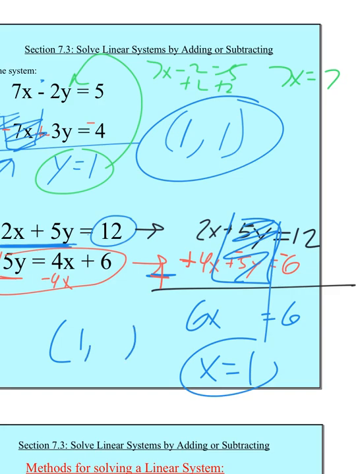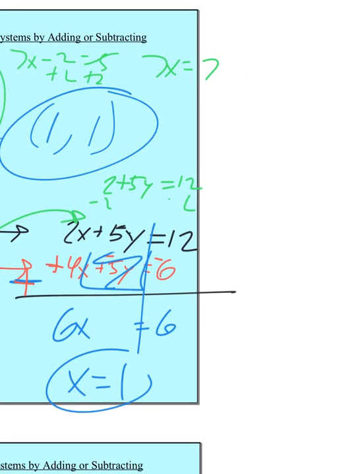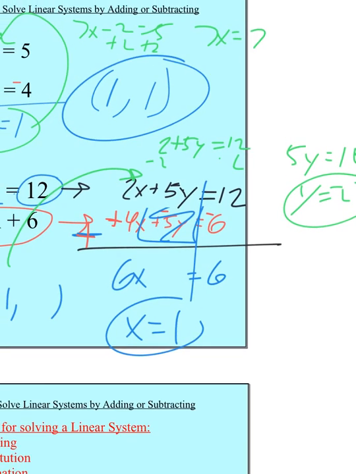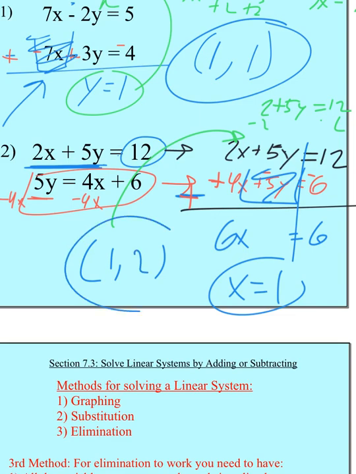And now I've got to take that 1 and plug it back in and find out what the y coordinate is. I'll plug it back into that top equation just because, again, I always seem to pick the top one. It doesn't matter, though. I could totally pick the bottom one, too. When I plug it back in, I get 2 times 1, which is 2, plus 5y equals 12. I'll subtract the 2 from both sides, move it over to the right side. I get 5y is equal to 10. And divide both sides by 5, so y equals 2. So the solution for this one is 1, 2.